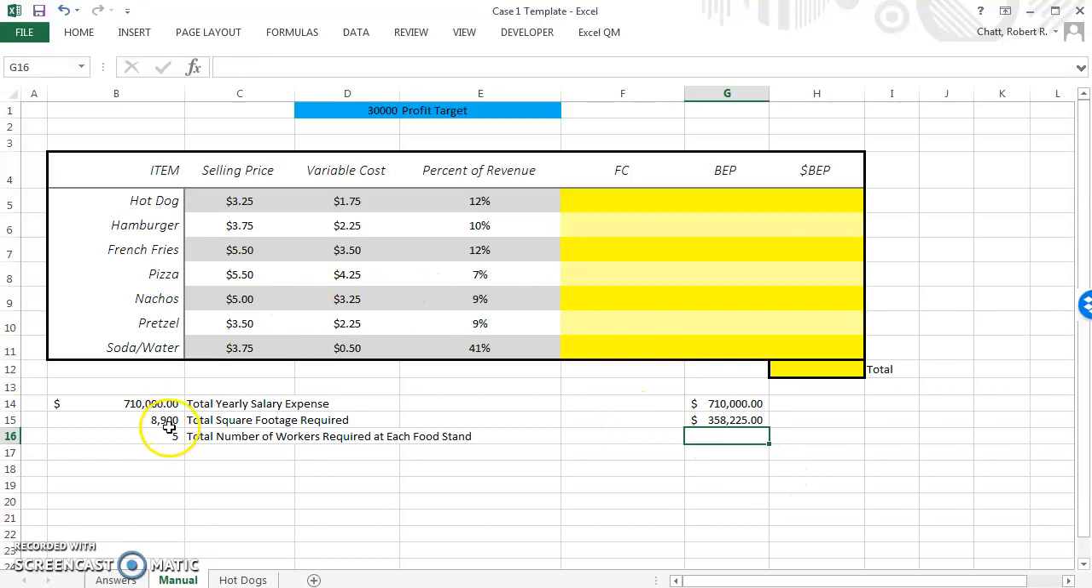So what else do we have? I have 5 workers at each food stand. So I need all 5 workers. They're all going to work 8-hour shifts according to the case file. That's going to give us the number of hours at each food stand. There are 18 food stands, not 189, 18 food stands. So that gives us the total number of hours worked at each game.